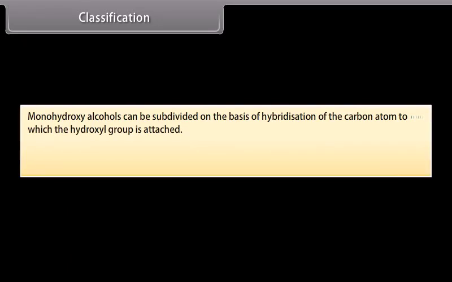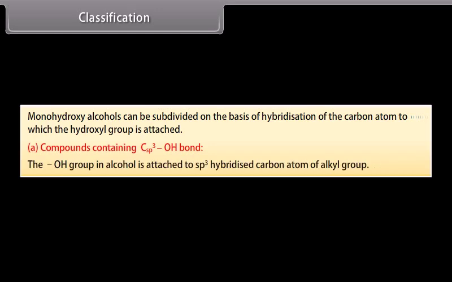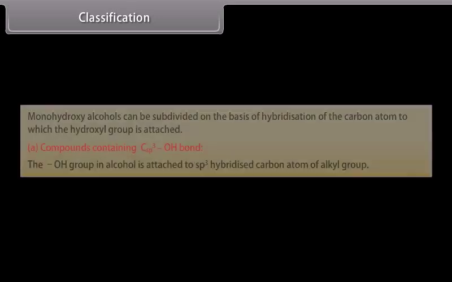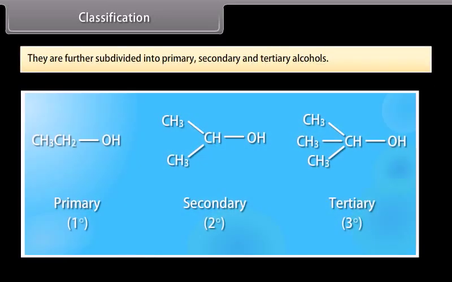Classification. Monohydroxy alcohols can be subdivided on the basis of hybridization of the carbon atom to which the hydroxyl group is attached. Compounds containing sp3 hybridized carbon atom bonded with hydroxyl group. The hydroxyl group in alcohol is attached to sp3 hybridized carbon atom of alkyl group. They are further subdivided into primary, secondary, and tertiary alcohols.